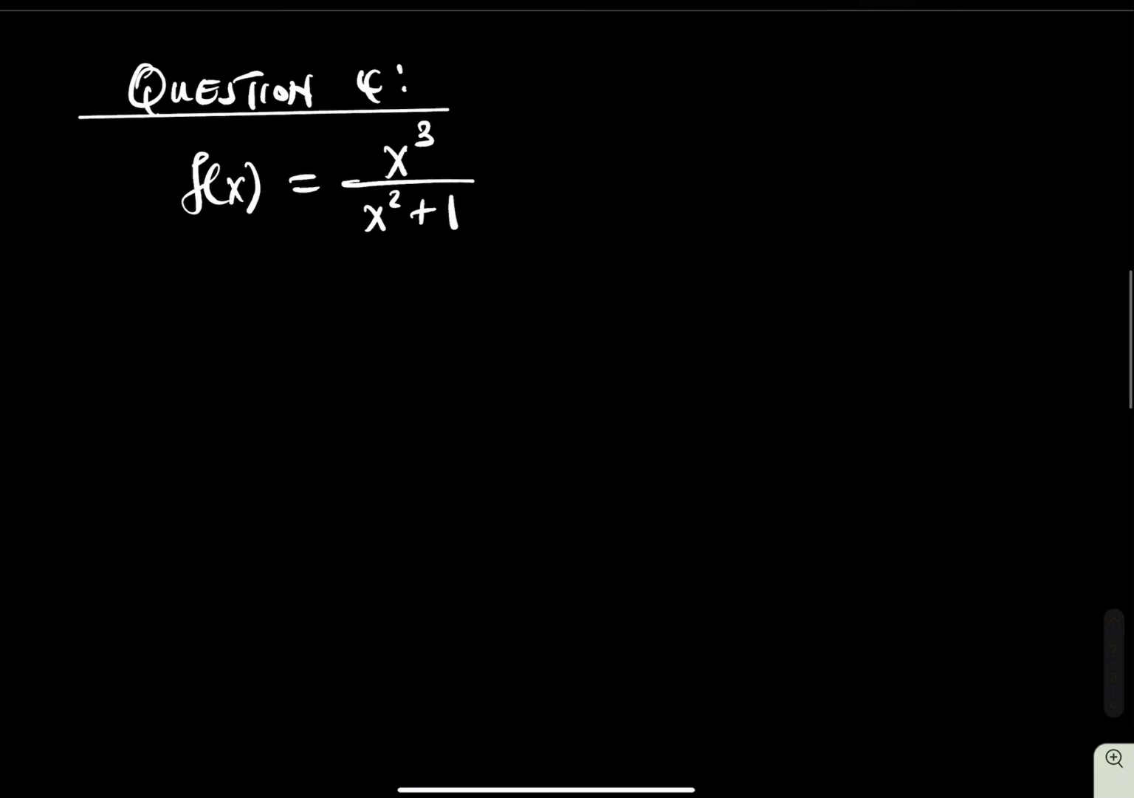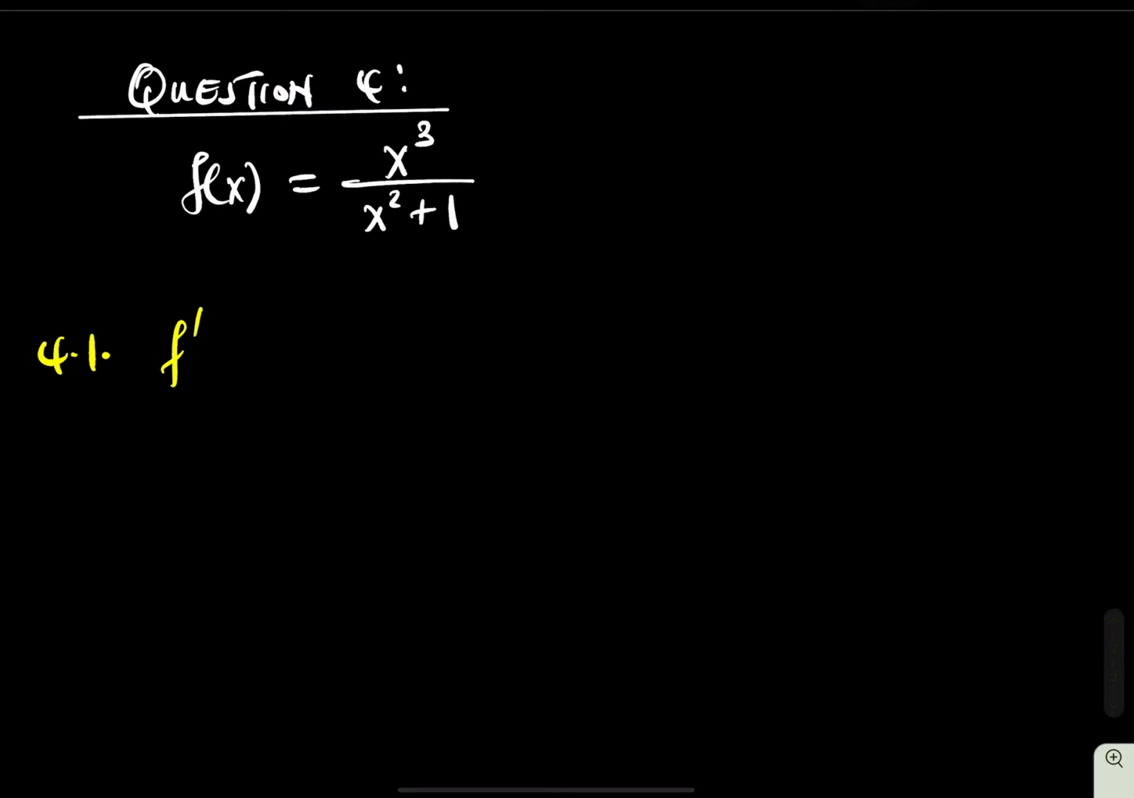So let me just write that stuff. That is the question 4. So question 4, you are given f at x, which is equals to x cubed divided by x squared plus 1. That is f at x. Now, the first question, what are they looking for? That is 4.1. They are looking for f prime at x.